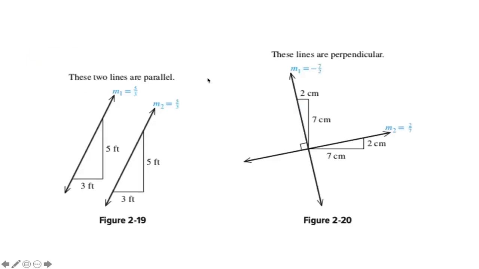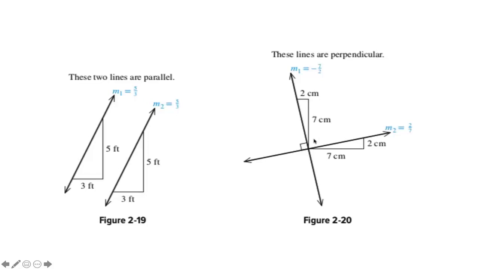What does it mean for 2 lines to be parallel? 2 lines are parallel if the slope is exactly the same. So the rise and the run are the same, and if the lines are different, these 2 parallel lines would not intersect. 2 lines are perpendicular if they intersect at a right angle. This is 90 degrees. And it turns out that there's a relationship here.